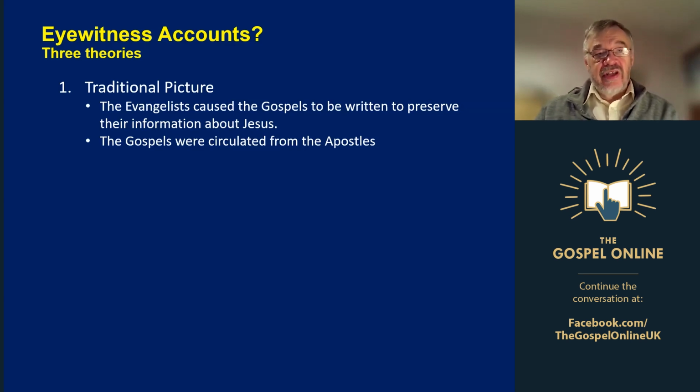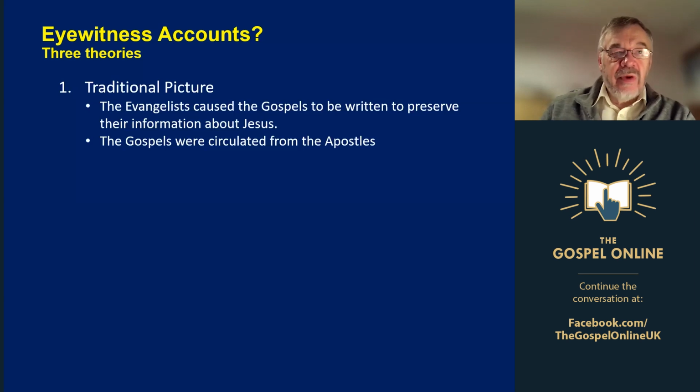And that would say these Gospels were circulated. The apostles circulated them. They were around. They said these are documents that are worth circulating. So we have apostolic authority behind them. That's the traditional picture. And in the 19th century, people didn't like that.